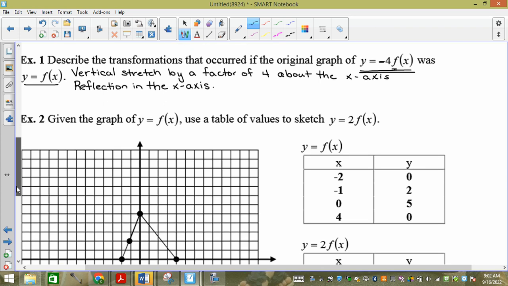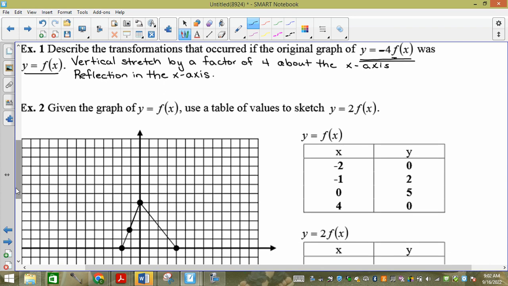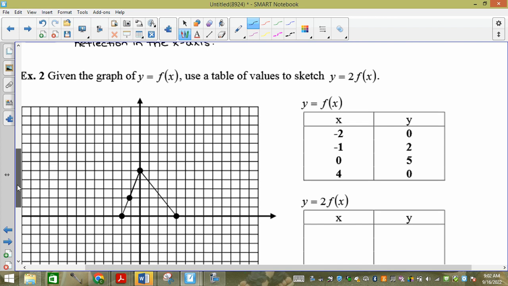So here we are given the graph of y equals f of x. Use a table of values to sketch y equals 2f of x. So we're moving a graph. What are we going to use? Mapping. So our x, y is going to become what? X. X stays the same. There's nothing happening to it. 2y.